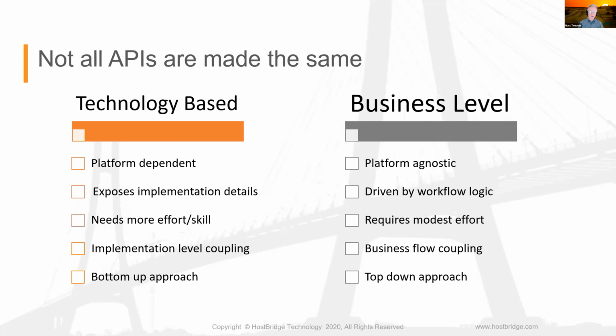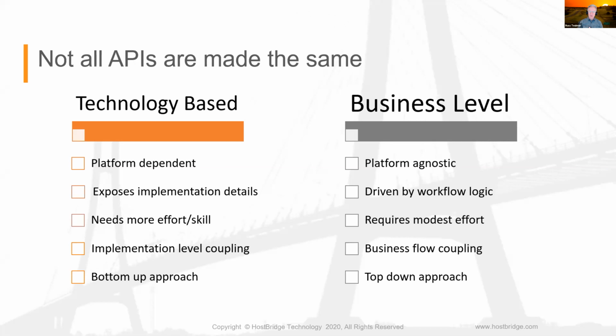You can see some of the attributes that, at least in our mind, are true for technology-based APIs. They are platform dependent. They tend to expose implementation details. Frankly, they're harder to use because now you have to have the API consumer get their head wrapped around, to some degree, the implementation of the API. And it ends up entangling the consumers of the APIs with the components that service or fulfill the APIs. So we say that the coupling is at the implementation level. We do not think that's good.